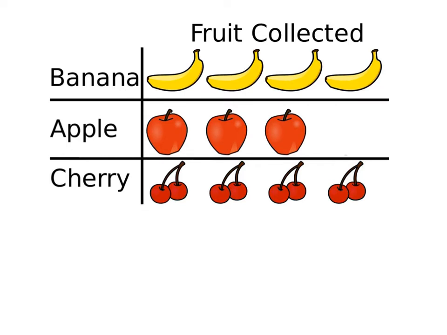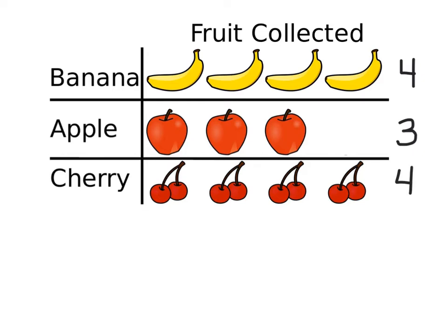So if I want to know how many bananas were picked, I'm simply going to count the number of bananas that are there. Let's count them together. 1, 2, 3, 4. How many bananas did she collect? 4. She collected 4 bananas. Let's count to see how many apples she collected. 1, 2, 3. So she collected 3 apples. Now let's count to see how many cherries that she picked. 1, 2, 3, 4. So she collected 4 cherries.